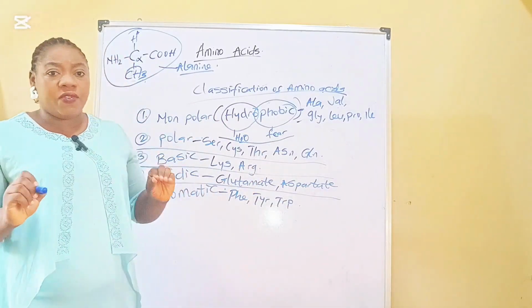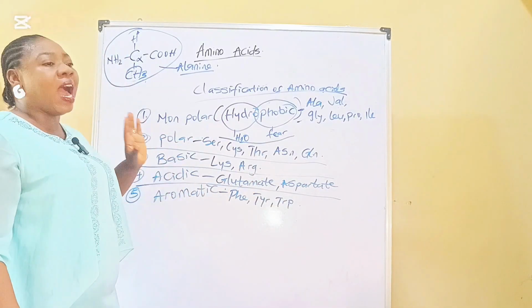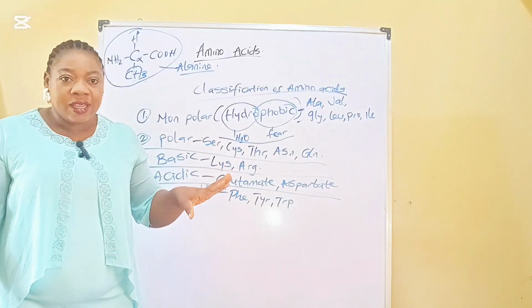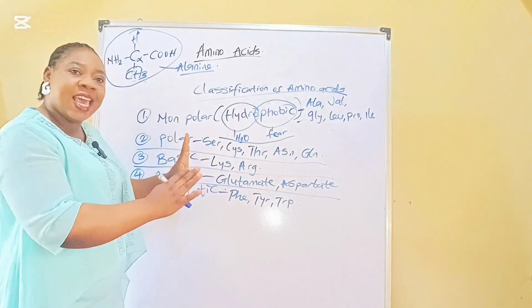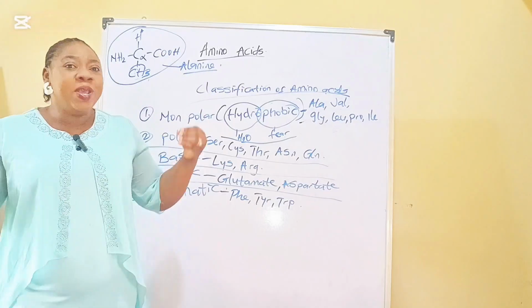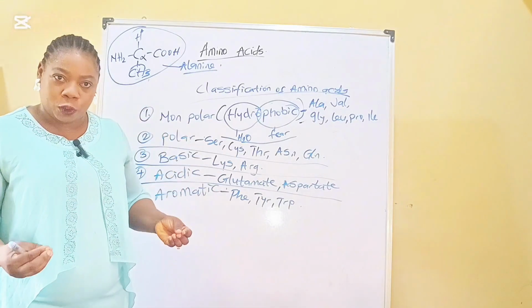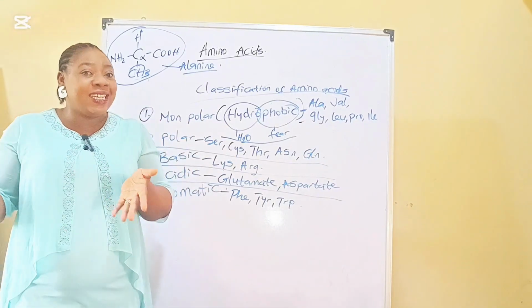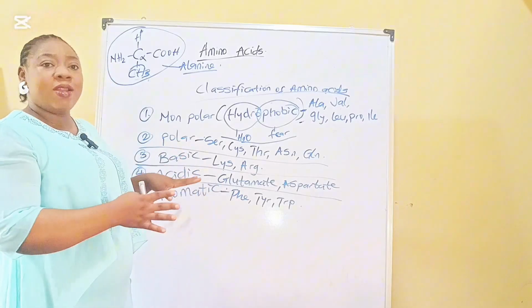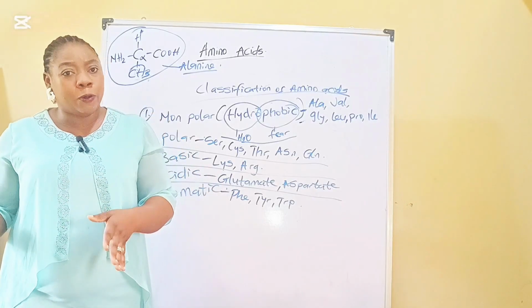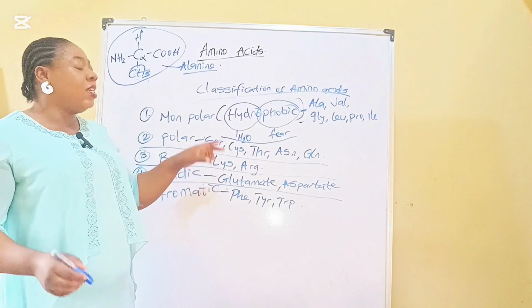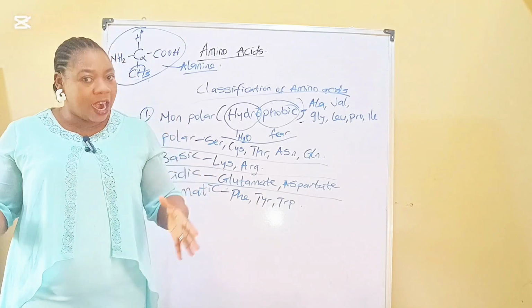The third classification is the basic amino acids, meaning that they are basic in nature. Remember your acid and base. So this particular amino acid is basic in nature. The examples include lysine and arginine.